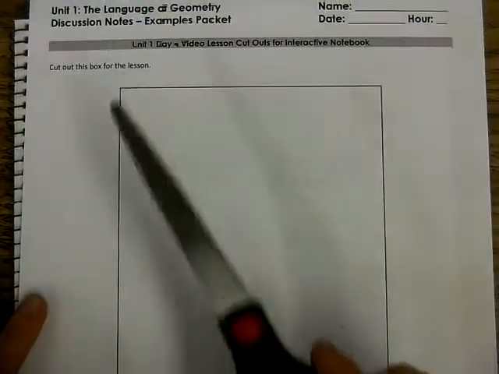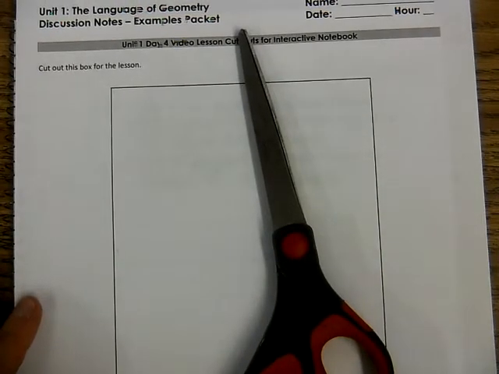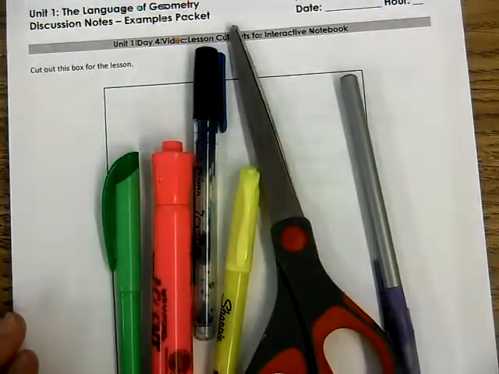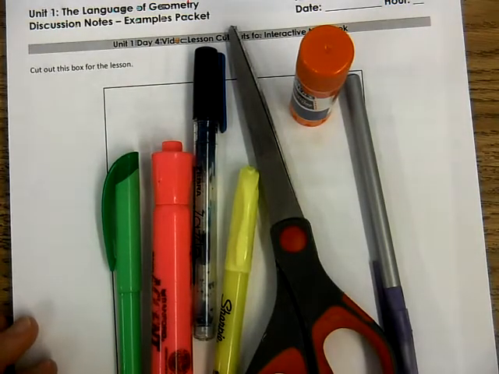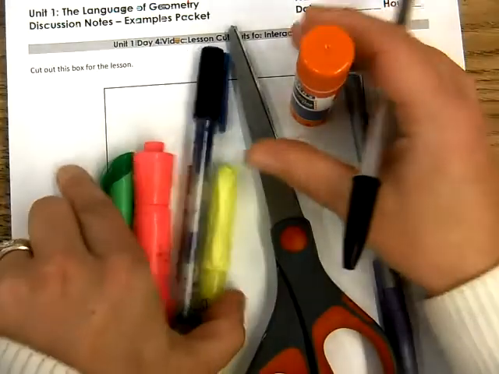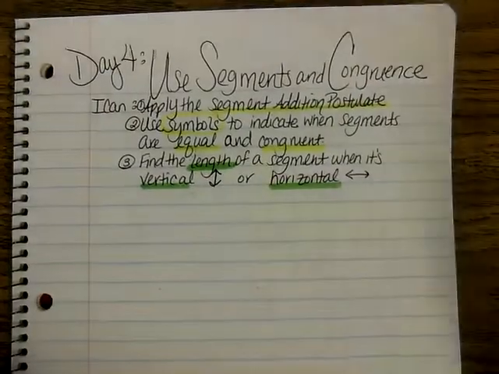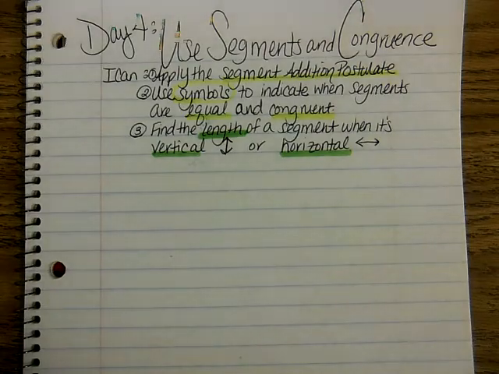The next thing that you will need is scissors, some highlighters, something to write with, and a glue stick. If you do not have a glue stick, that's okay. Just use some tape. If you do not have a printer to print out the cutout for today, that is okay. Just follow along with what we write in our notebook. If you need to pause the video to make sure that you have all of the materials that you need for the lesson, please feel free to pause at this time.